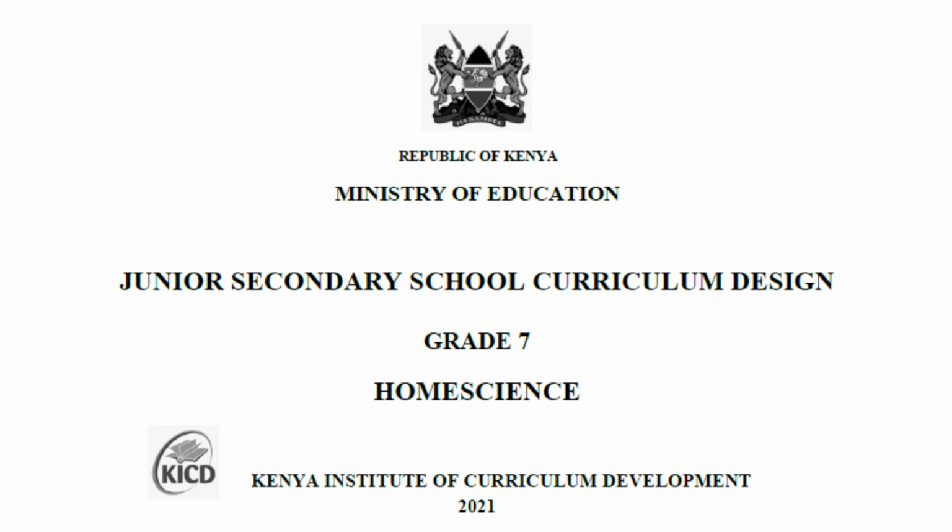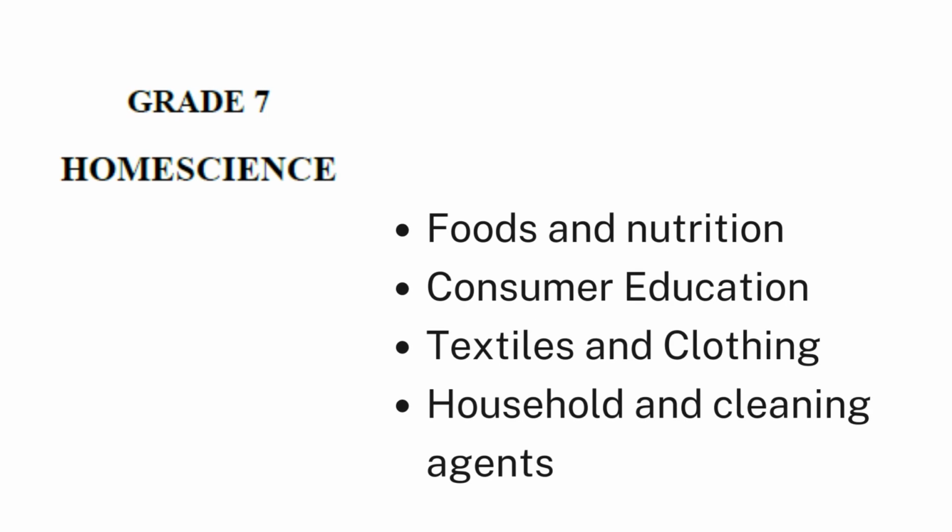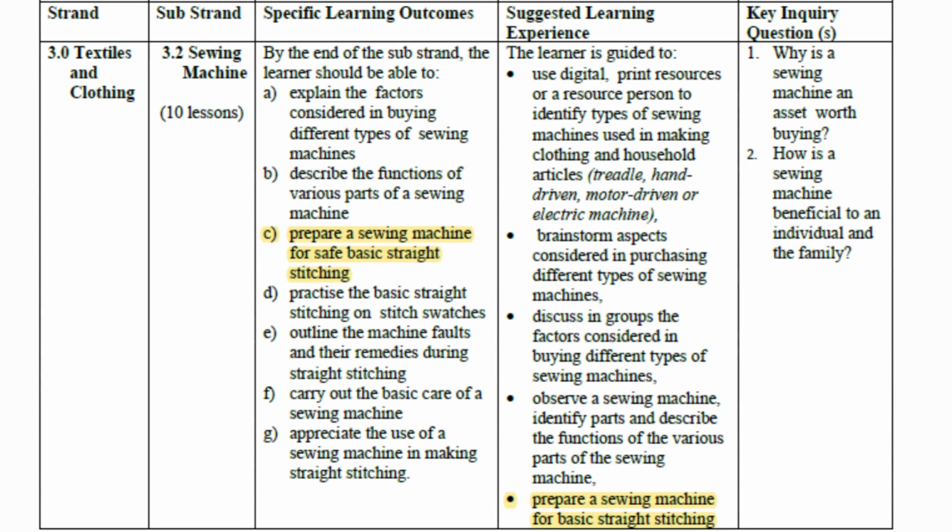This presentation references the Kenyan competency based curriculum designed for grade 7 with home science as a subject of choice. The grade 7 home science curriculum is divided into four strands, namely foods and nutrition, with three substrands broken into 33 lessons, consumer education, with one substrand broken into six lessons, textiles and clothing, with three substrands broken into 32 lessons, and household and cleaning agents, with three substrands broken into 19 lessons.